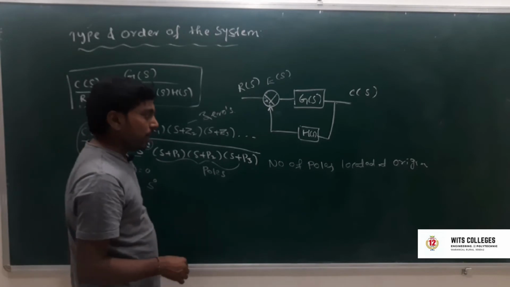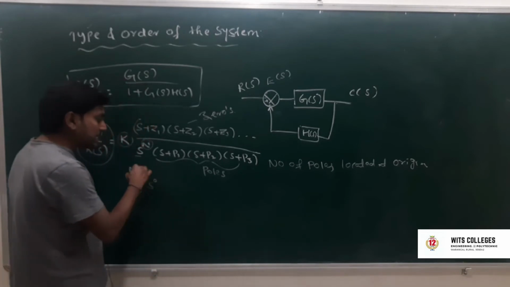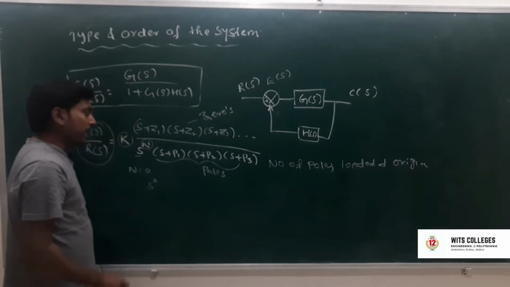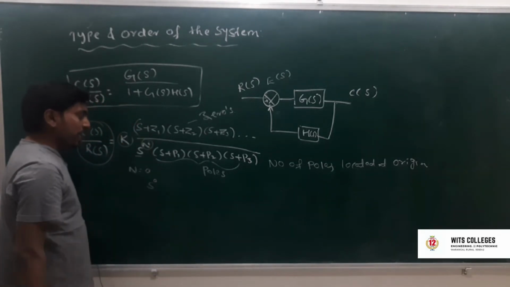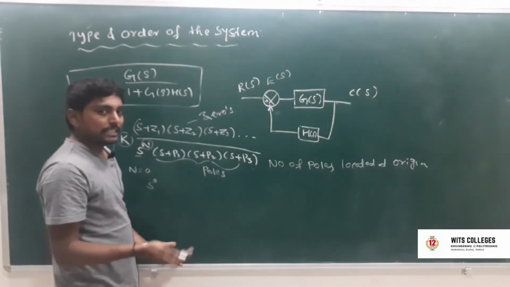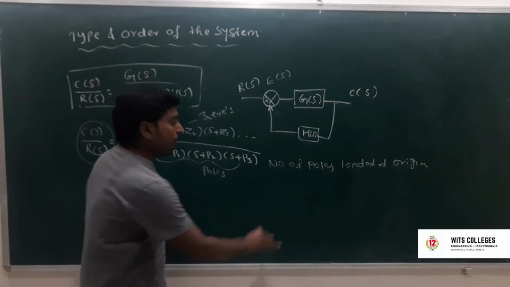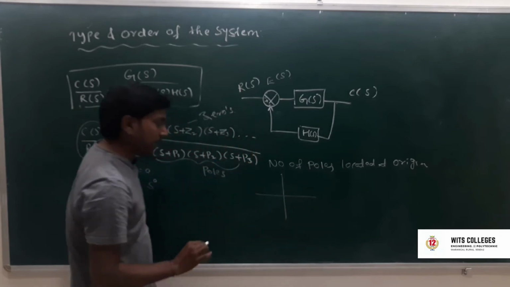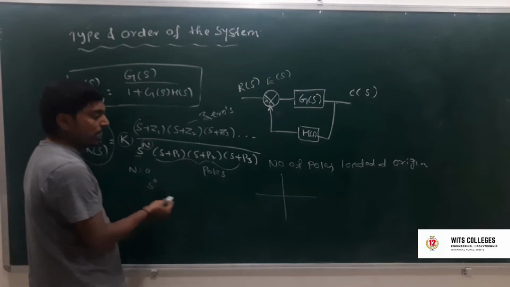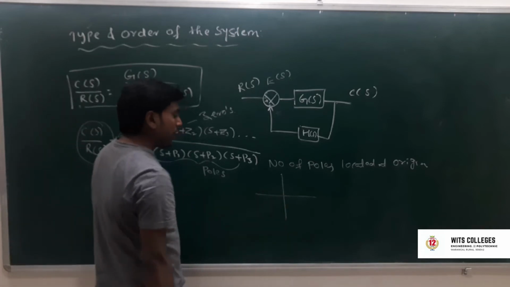What is meant by order? Order is nothing but the highest degree of the denominator. In this transfer function, if n is equal to 0, there are no poles located at the origin, on the real axis and imaginary axis plane.